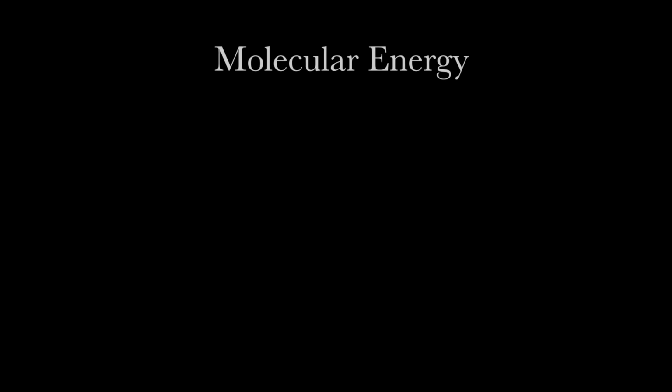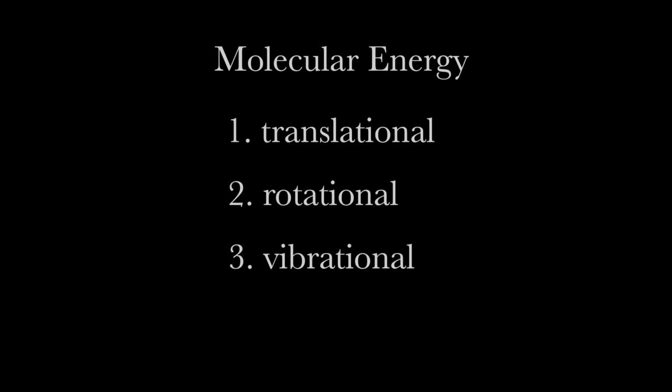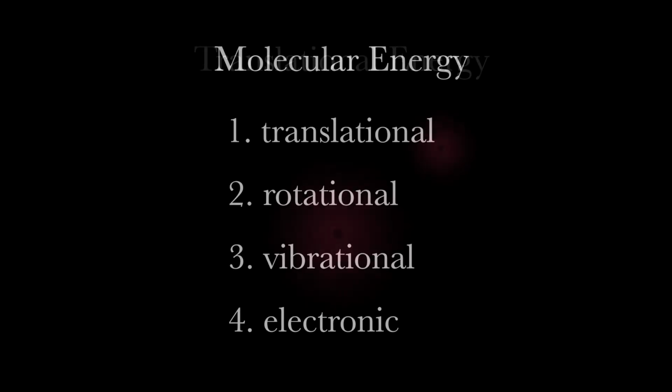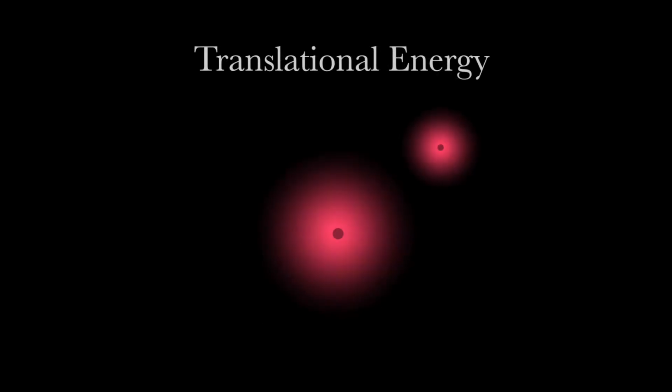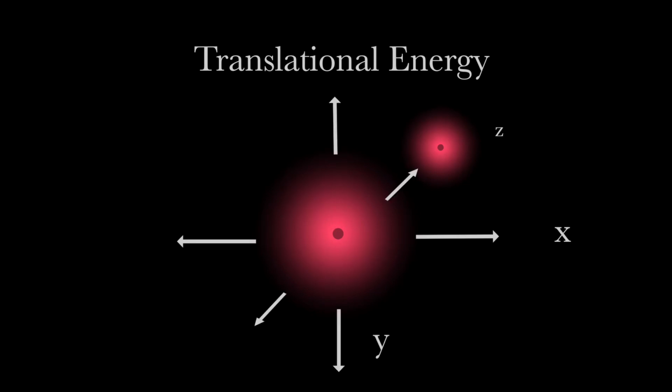There are four main types of molecular energy: translational, rotational, vibrational, and electronic. Most of what happens in the universe boils down to them. Translational energy is the motion of the molecule in three-dimensional space. It can move left and right, which is referred to as the x-axis, up and down, the y-axis, and back and forth, the z-axis. It is possible to know the speed and direction of a molecule, and it will only change when it collides with another molecule, whether it be in the wall of the container or one that is moving.